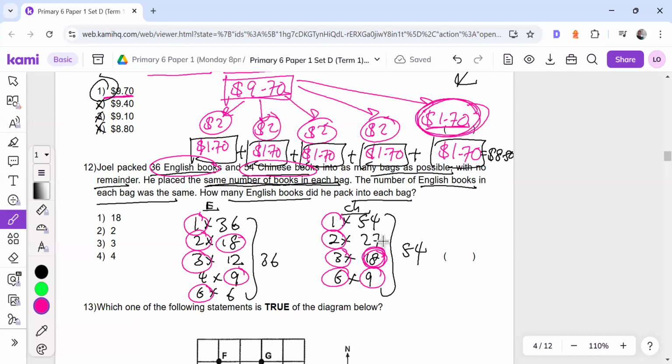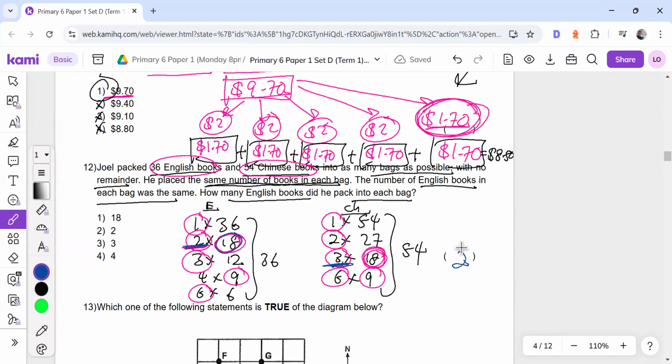And if there are 18 bags, then how many English books in each bag? Then isn't that 2? So you want to put all the books into as many bags as possible. So what do you do? You look for the biggest common factor. So there must be 18 bags. Every bag must have 2 English books, and every bag must have 3 Chinese books, right? So your answer should be number 2. So the method here is to use factors to find the answer.